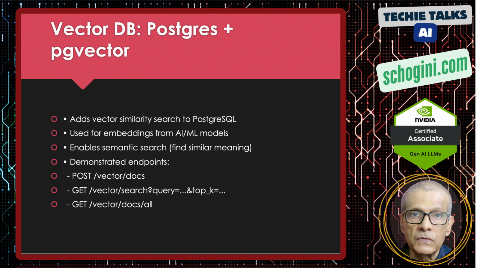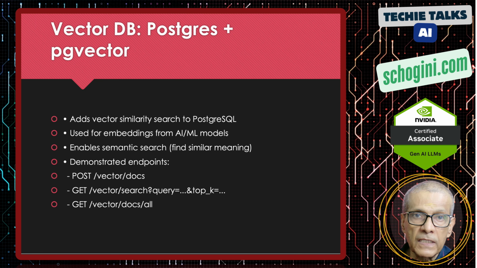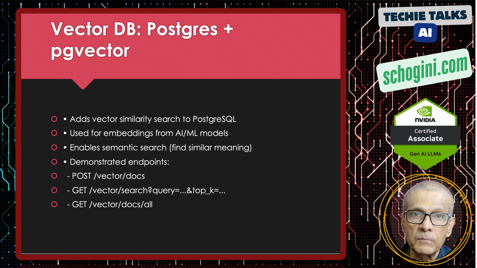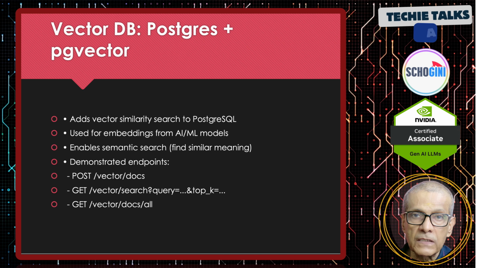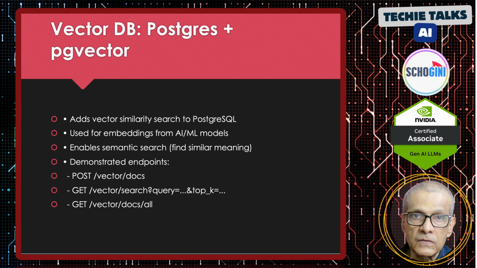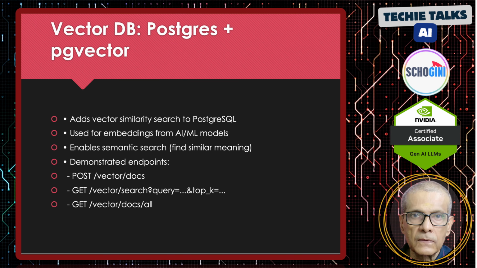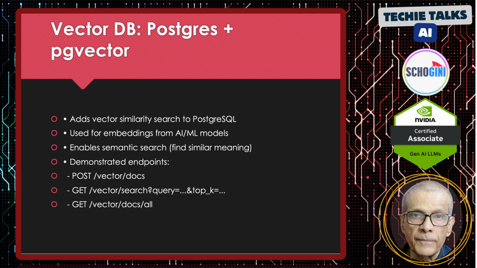For example, when you search for Python Web API, it can find documents that talk about FastAPI, even if that phrase never appears literally. This kind of search powers chatbots, recommendation systems, and semantic search engines. You can try it using /vector/docs to add documents and /vector/search to query similar ones. We will see that.